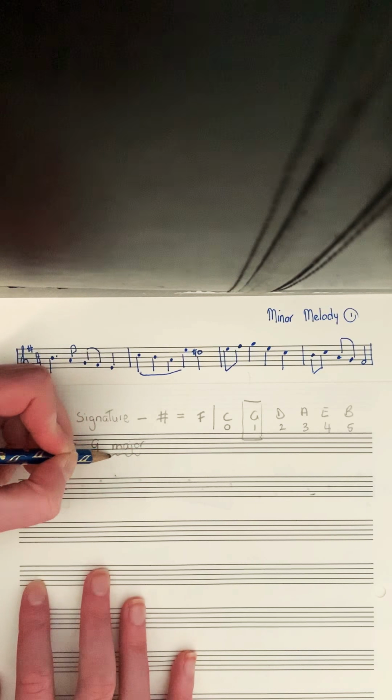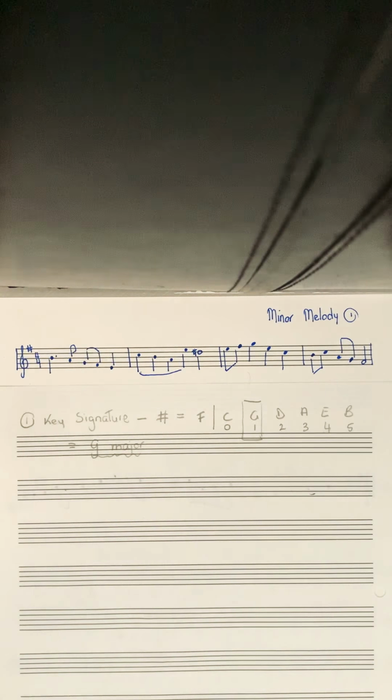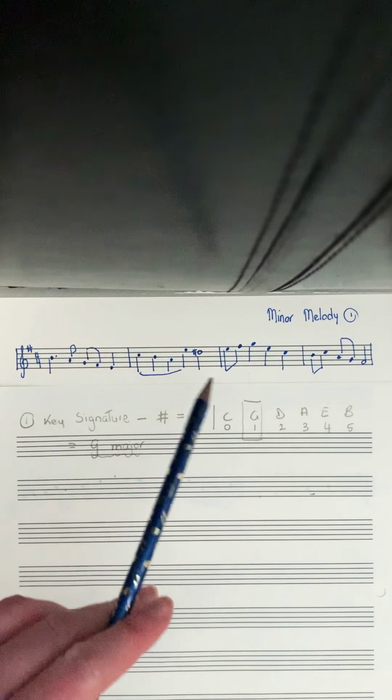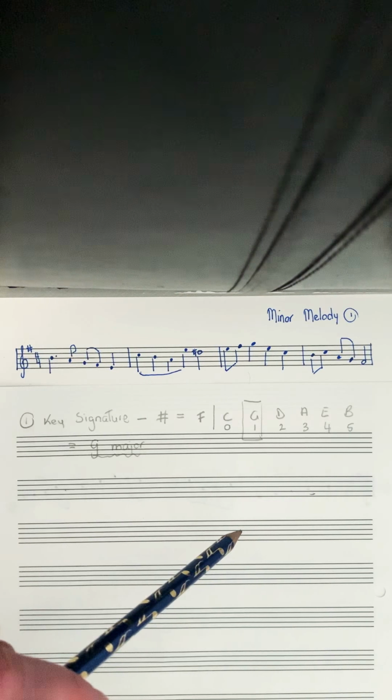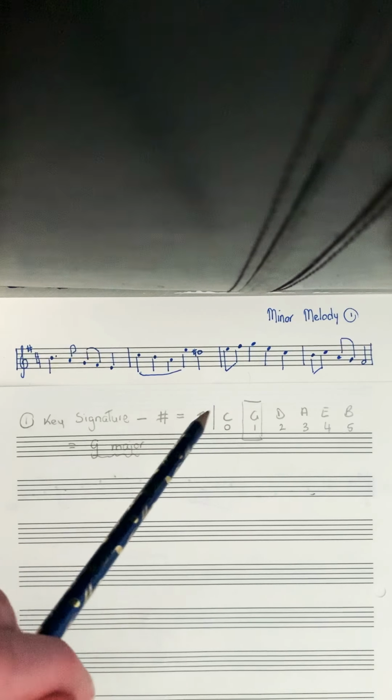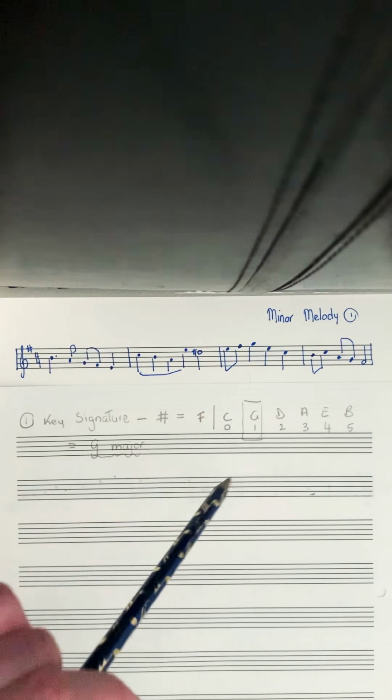Now we need to figure out whether we're in a major or minor key. So have a look through your melody here. As I said to you already, firstly you're going to have accidentals in your melody if it's a minor key, and it's also going to center around La rather than Do.